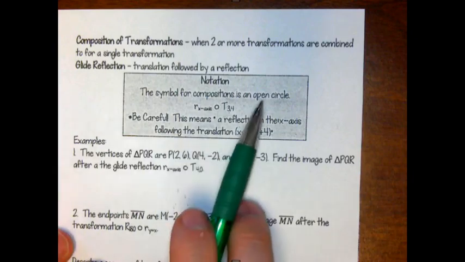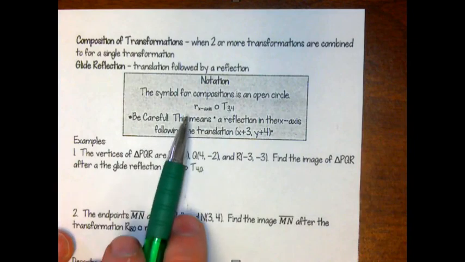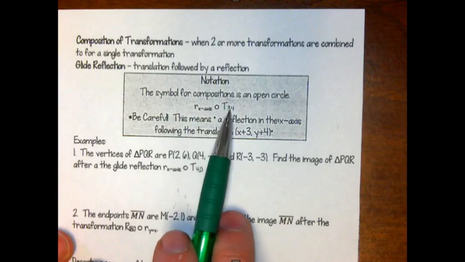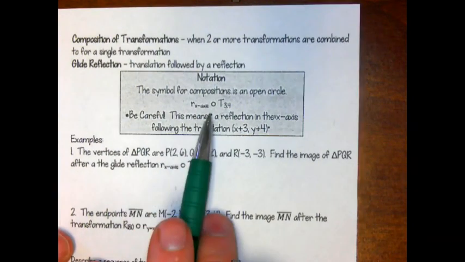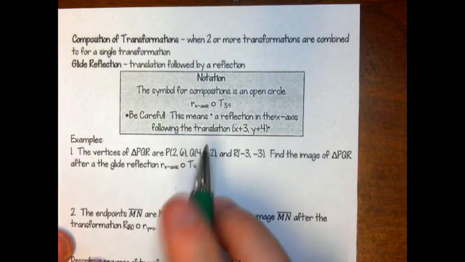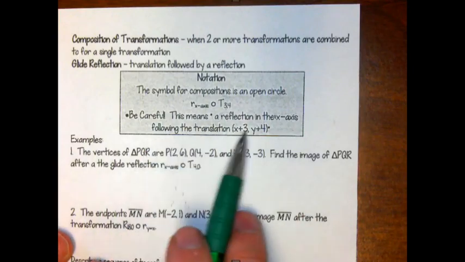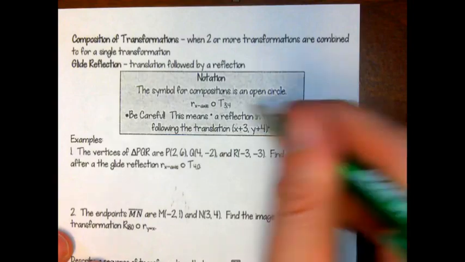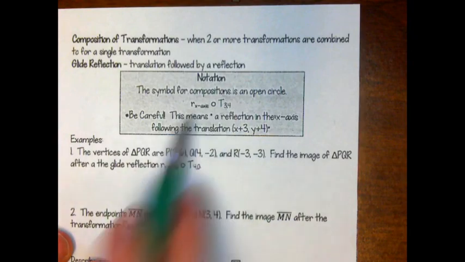So in our notation, you can see that the symbol for compositions is an open circle, and we have a reflection across the x-axis mentioned here, and a translation +3 on the x, followed by +4 on the y. But you should note that when we have it written this way, it actually goes from right to left, and the reflection will follow the translation. So the translation happens first, because it's closest to whatever figure that we're talking about here, and then it goes backwards to the reflection across the x-axis. So first we translate, then we reflect.